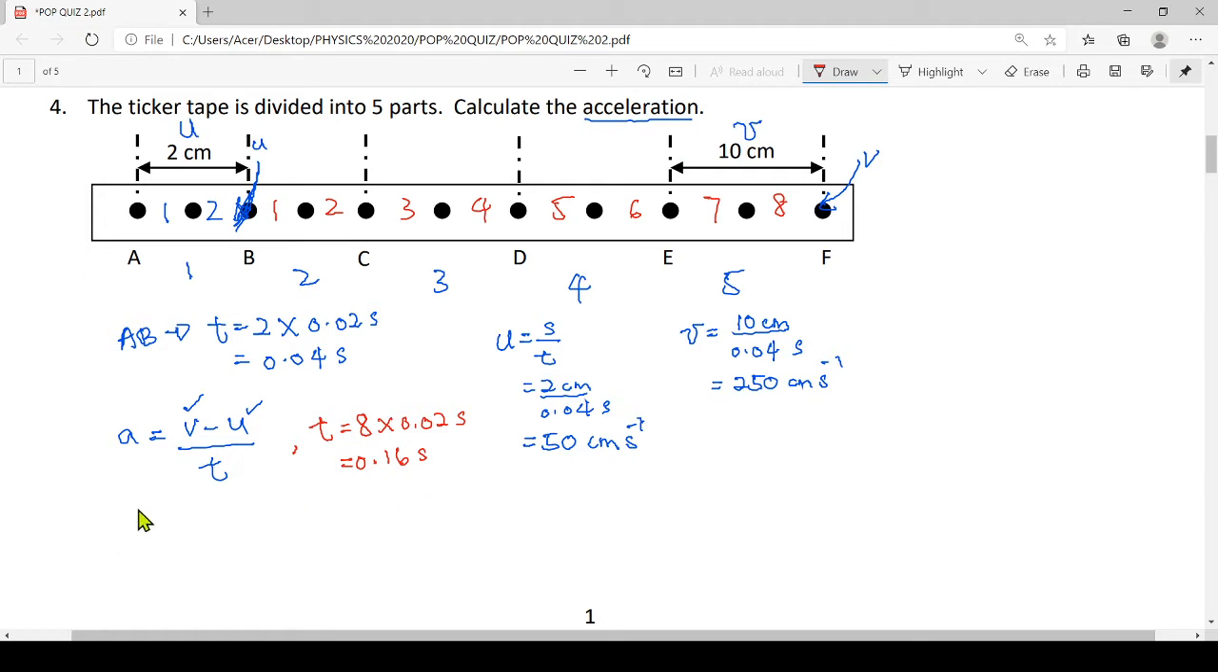So now let's find the acceleration. Alright, so A equal to V, V is 250 minus U is 50. We divide by 0.16 second. Okay, plug it into your calculator. You shall get the answer 1250 centimeter per second square. Okay, so the acceleration is 1250 centimeter per second square.